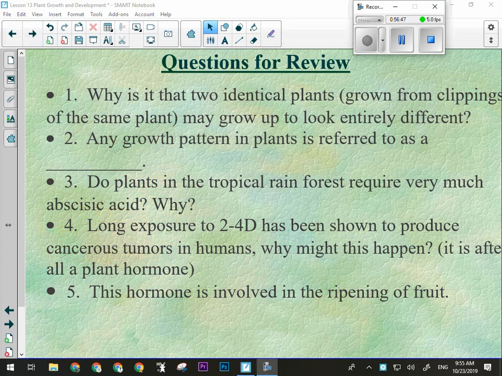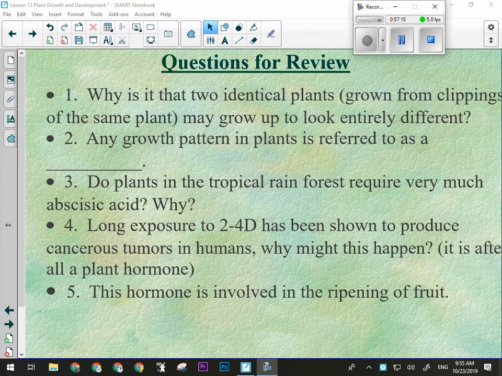Let's just quickly talk about the answers to these here, guys. Why is it important that two identical plants grown from clippings of the same plant may grow up to look entirely different? Yeah, it's their environment. Remember, a plant's shape is determined not just by its genetics, but also by its environment. A growth pattern is a tropism. Do plants in the tropical rainforest require very much abscisic acid? If you go dormant in the rainforest, you're dead. You need to grow all the time.